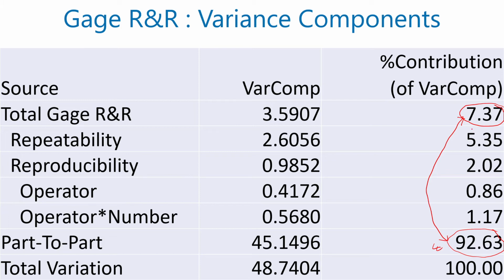Now this 7.3% is actually redistributed to these two, so these two are the sum of that. If you sum these two, it should be 7.375, and then this is again redistributed to this piece and this piece. So that's the second table, which tells us that yes, this is an okay measurement system. And let's see what we have next.